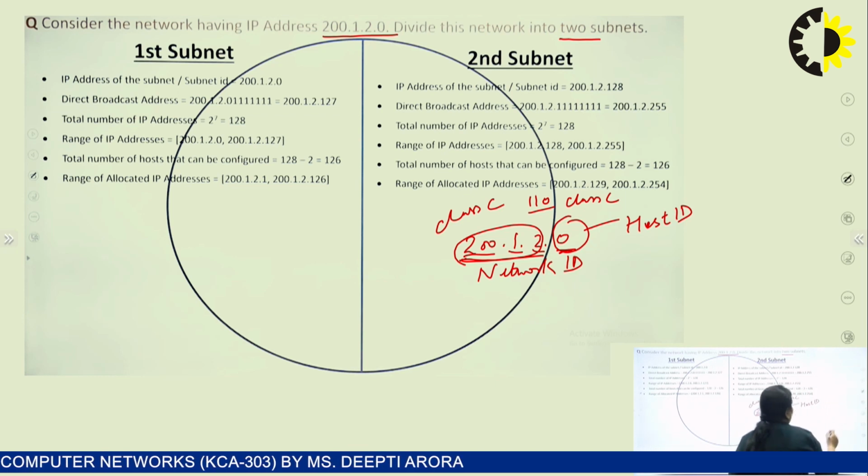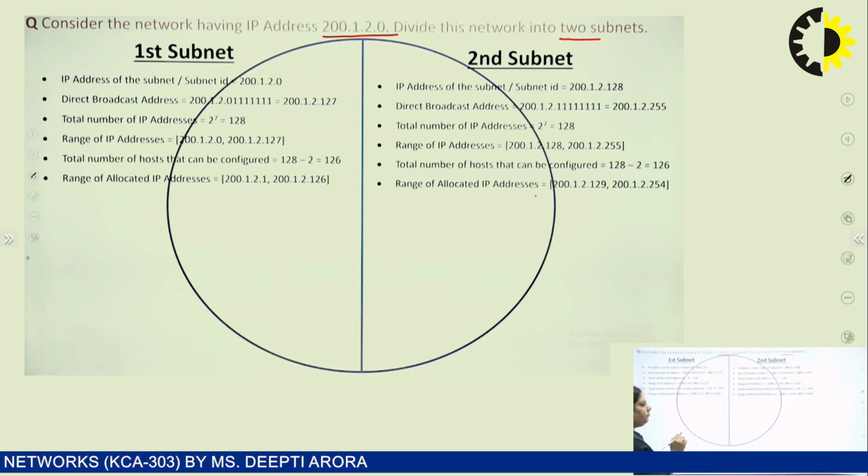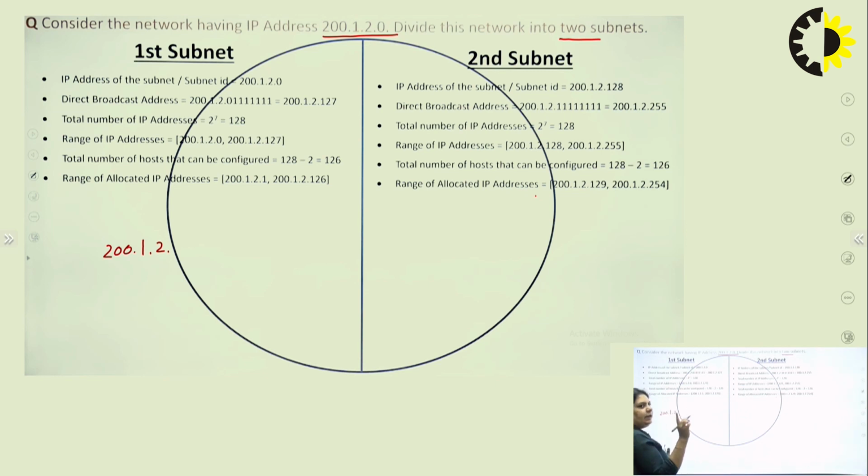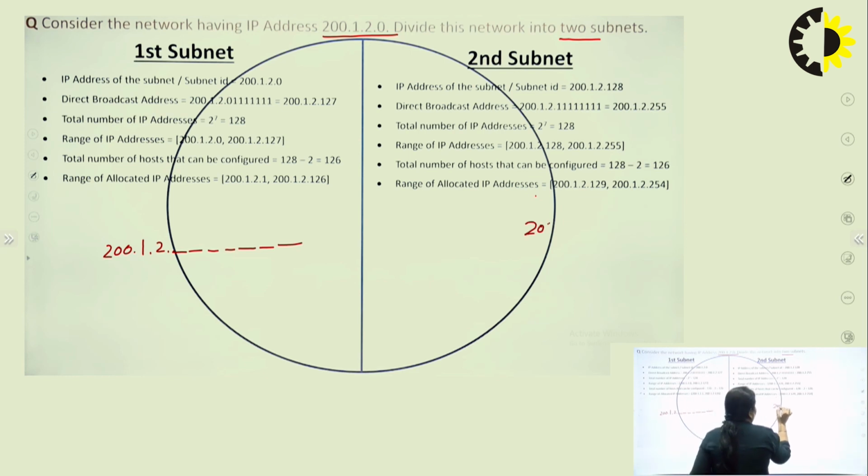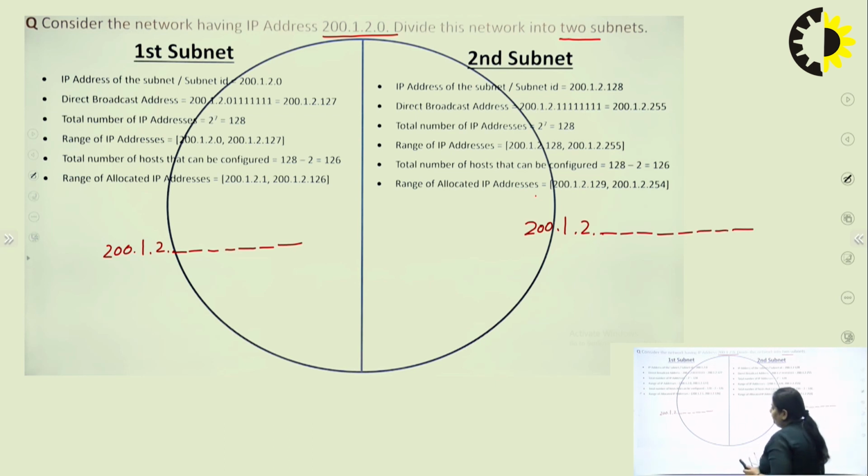For subnet 1, the network ID is 200.1.2. The rest of the bits are here. We have to expand the last octet. In the last octet, there are 8 bits: 1, 2, 3, 4, 5, 6, 7, 8. Similarly, for the second subnet, the network ID is fixed, and for the host ID, expand the octet: 1, 2, 3, 4, 5, 6, 7 and 8 bits are here.